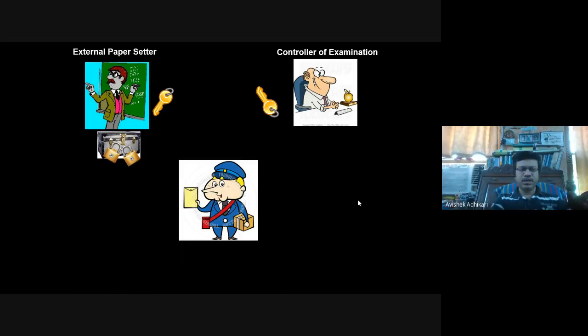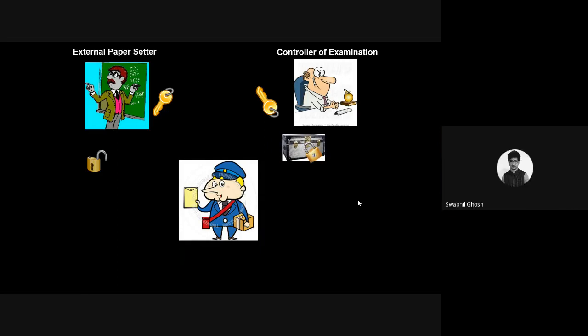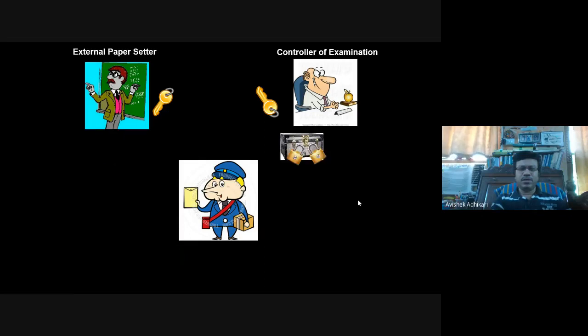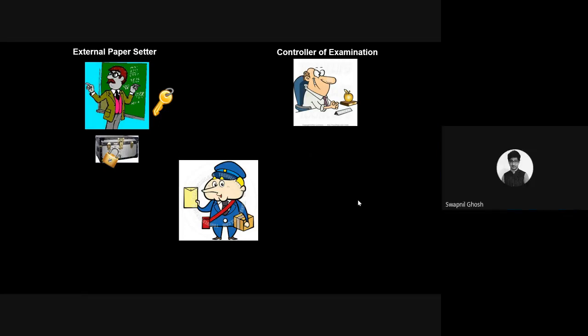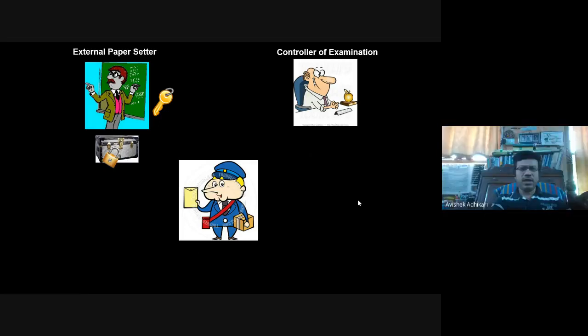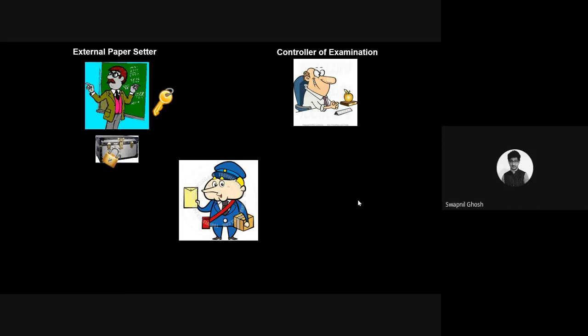Now the external examiner has his own lock and key, so he can open it and send it to him. Sir, I did not understand. Okay, so up to which part did you understand? After that, it goes to the controller of examination.